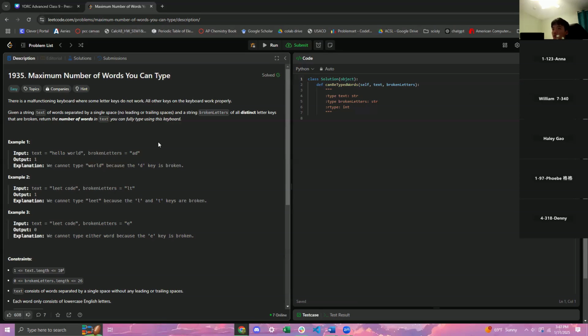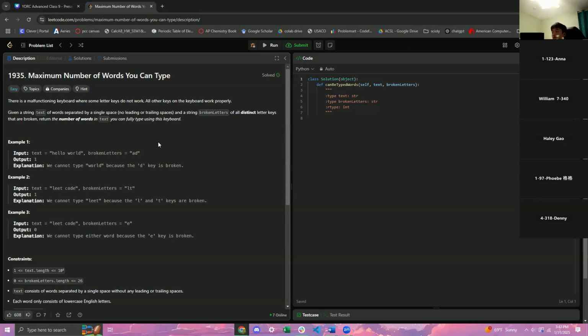When I looked at hello, I was looking for whether there's any A in hello or any D in hello, and that's possible with code too. That's an amazing thing with code. Then we get world. We're looking at world, and we think the answer is one. That means world is not possible to be typed out with these broken letters, A and D.